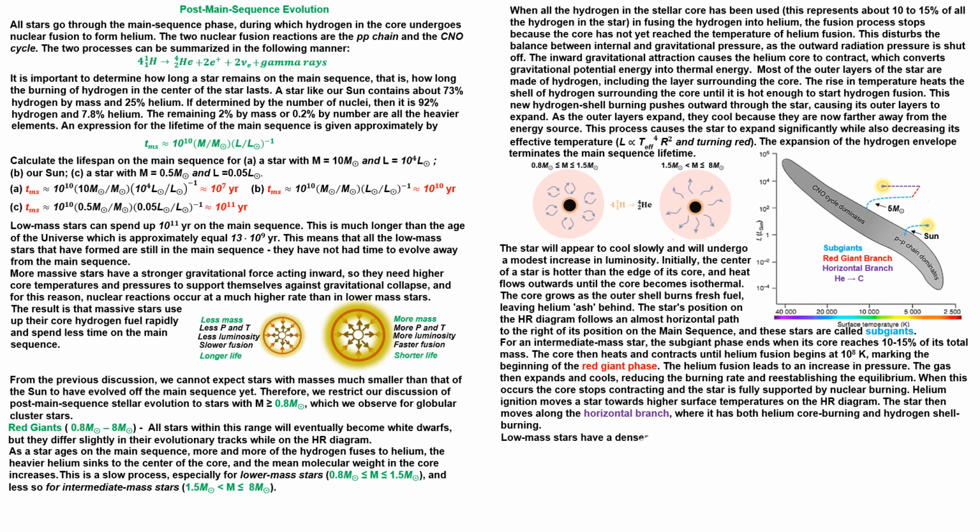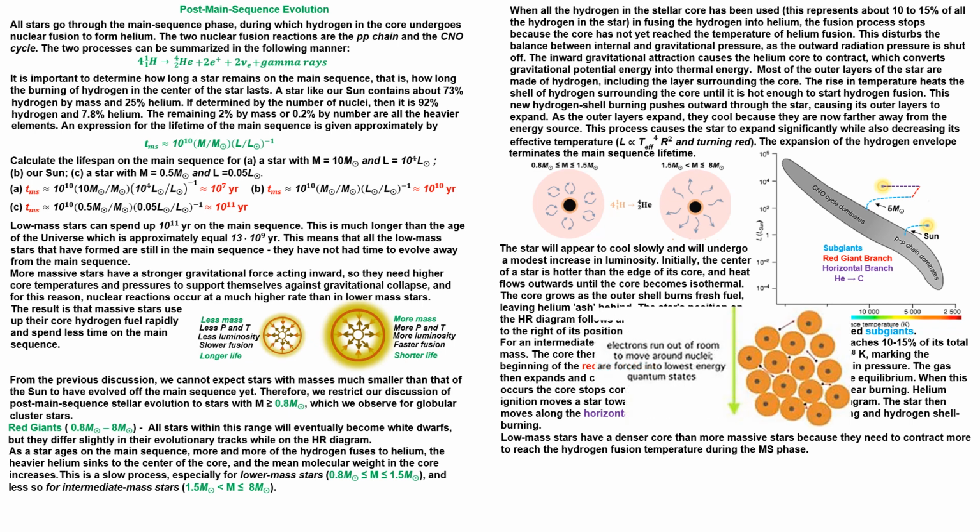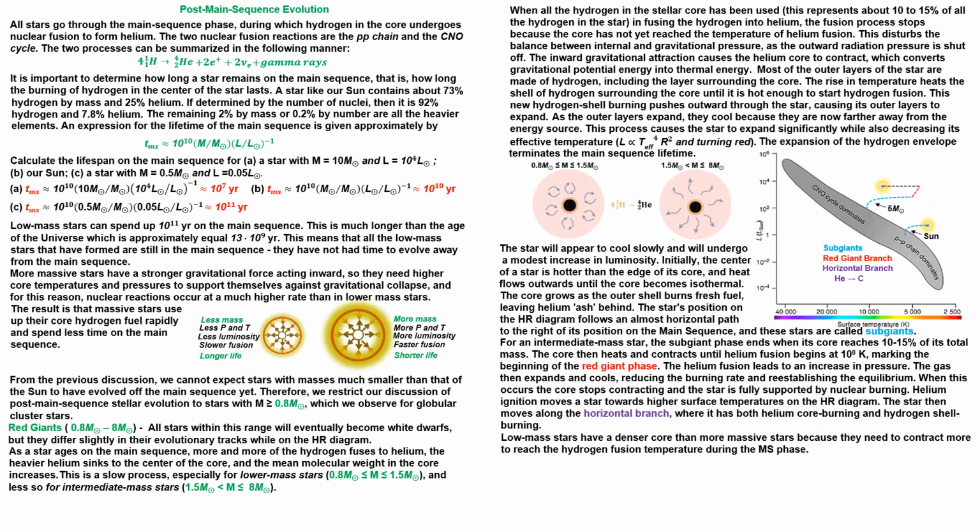Low-mass stars have a denser core than more massive stars because they need to contract more to reach the hydrogen fusion temperature during the main sequence phase. The star contains a vast sea of electrons stripped from its parent nuclei by the heat in the stellar interior. Electrons obey the Pauli exclusion principle. This principle states that two identical subatomic particles cannot occupy the same quantum state at the same time.